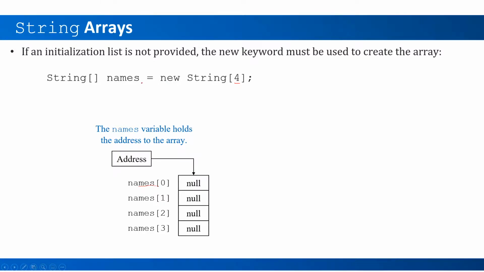So let's think of it in this way. We have String names equals new String with size 4. Here we are not pointing to any values. What is really happening in the memory at this point is that names would have the address pointing to an array of reference variables, names sub 0, names sub 1, names sub 2, names sub 3. And since we have not made names point to anything at this point, each one of them is pointing to null.